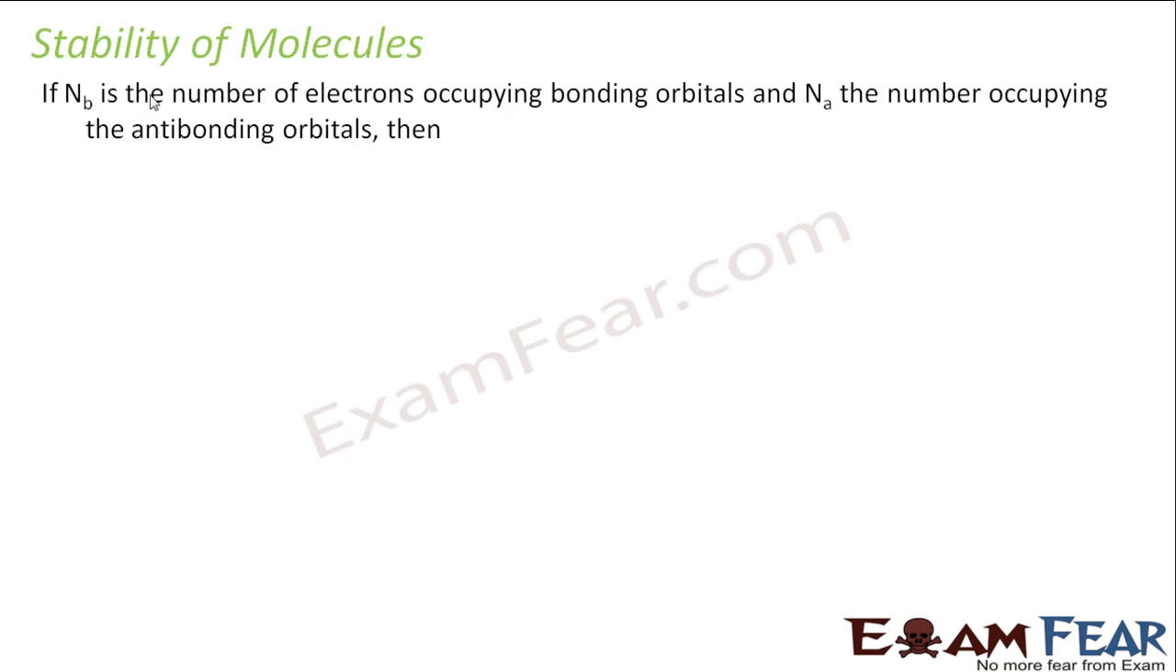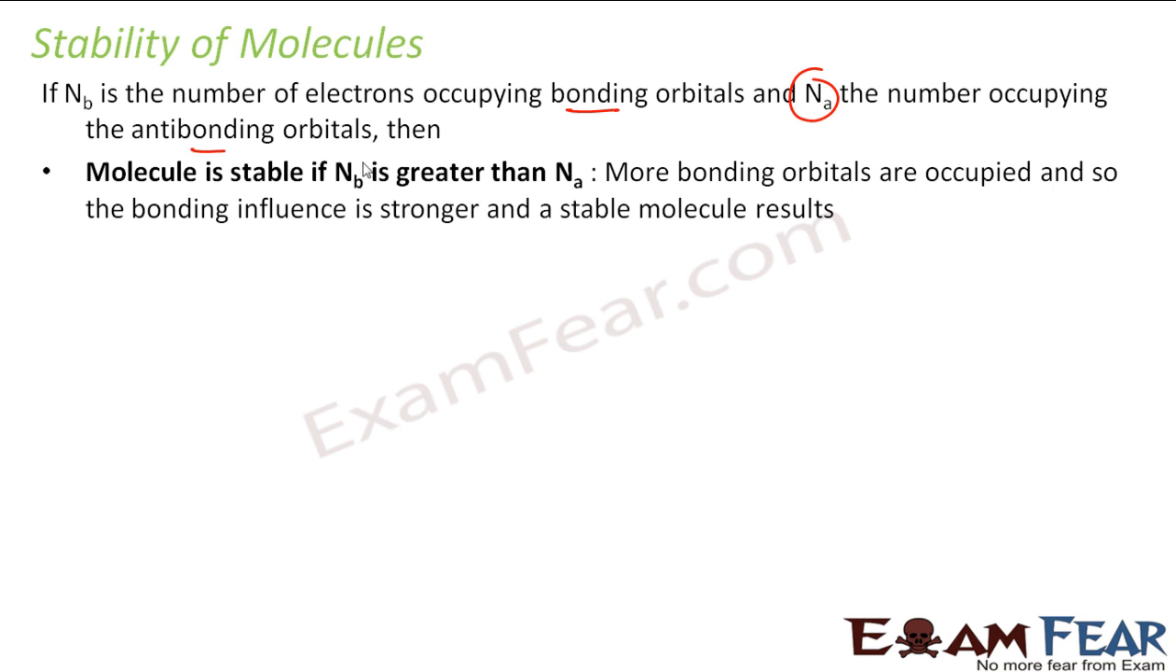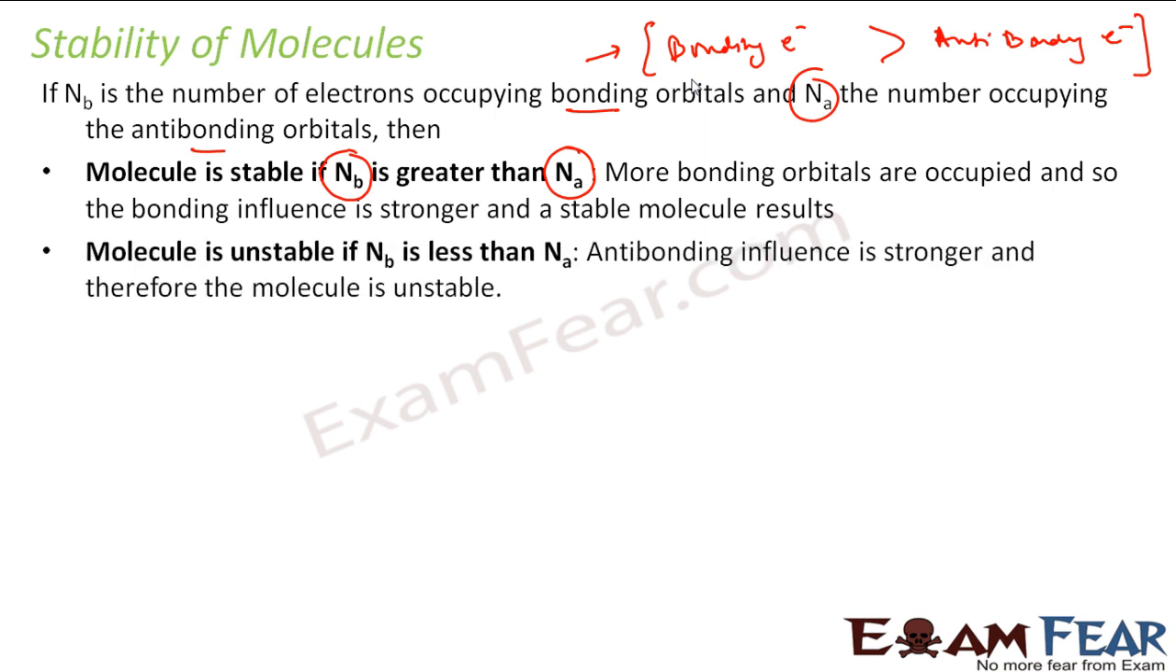So let's suppose NB is the number of electrons in bonding orbitals and NA is the number of electrons in antibonding orbitals. Then my molecule is stable if the number of electrons in bonding is greater than the number of electrons in antibonding. Quite reasonable also, because I told you that bonding has lower energy, antibonding has higher energy. So if I have more and more electrons in the bonding orbitals, that means my system is pretty stable, right? And it is unstable the other way around, if my antibonding electron count is more than bonding electrons.